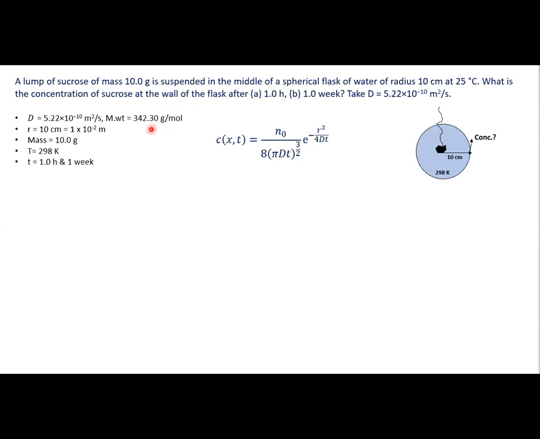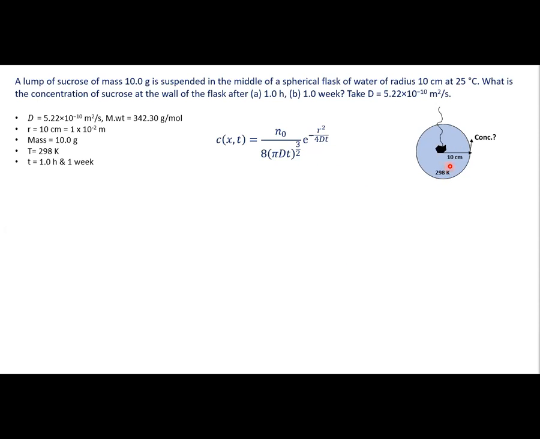Next question. A lump of sucrose of mass 10 grams is suspended in the middle of a spherical flask of water of radius 10 centimeters at 25 degrees Celsius. What is the concentration of sucrose at the wall of the flask after 1 hour and 1 week? We are also given the diffusion coefficient of the sucrose molecule. So in terms of the diagram, let's imagine a sucrose mass is now hung in the middle of the spherical flask. We need to determine the concentration of the sucrose molecule at the wall of the spherical flask, which has a radius of 10 centimeters.